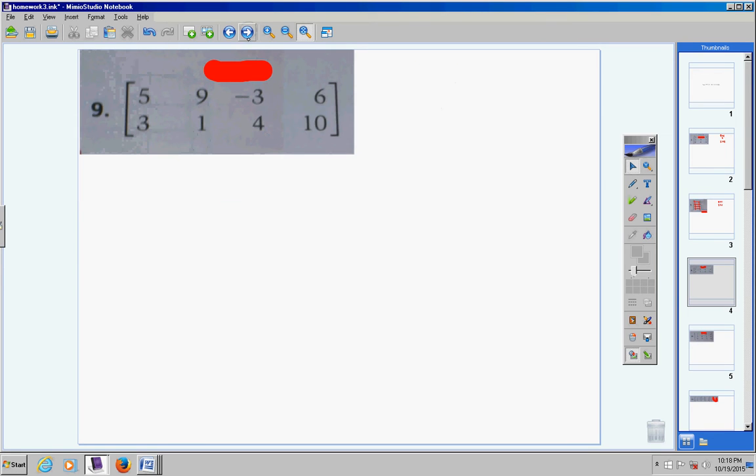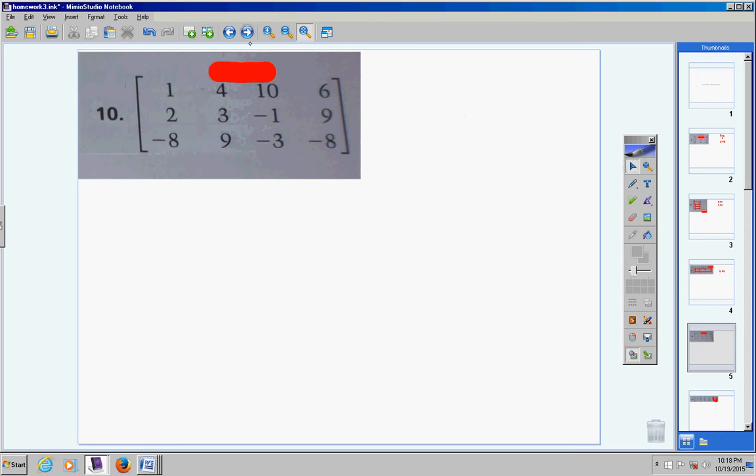Alright, number 9. We have 2 rows. 1, 2. And we have 4 columns. 1, 2, 3, 4. So this is a 2 by 4 matrix. 2 by 4. Okay.